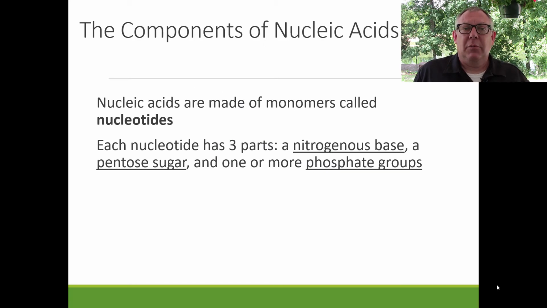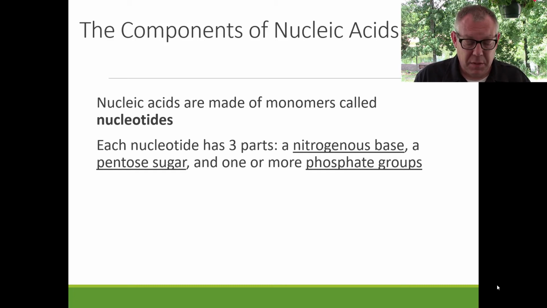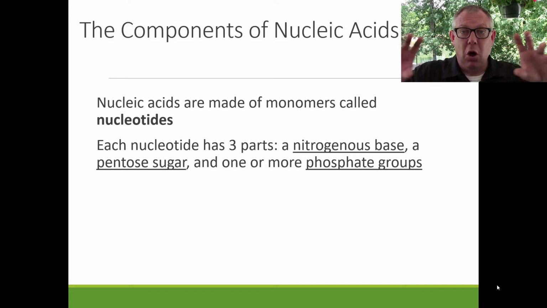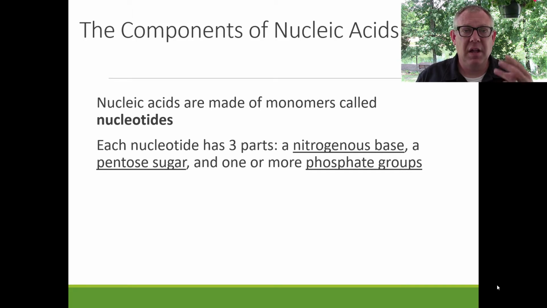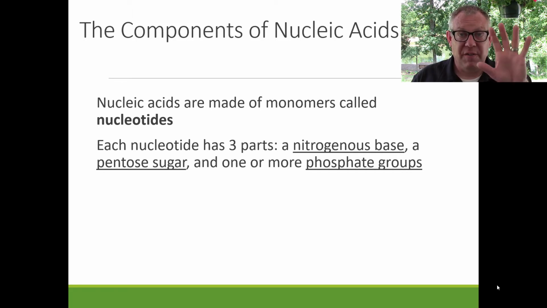Now let's go back and review nucleic acids a little bit. Remember that nucleic acids are made from nucleotides. That's the monomer. And it's just a long chain of them, right? There aren't any branches. It's just a long chain of nucleotides holding hands. Those nucleotides have three parts. They have a nitrogenous base, a pentose sugar, a 5-carbon sugar, and a phosphate group.